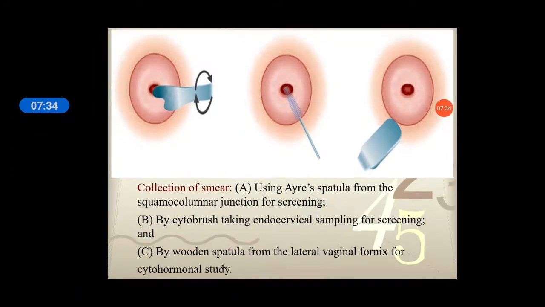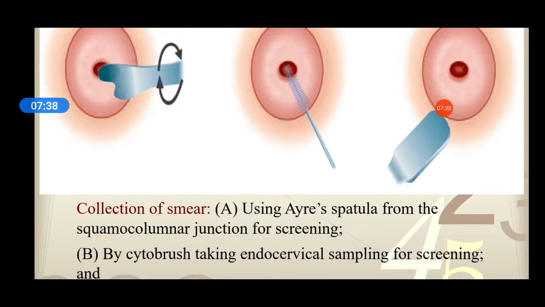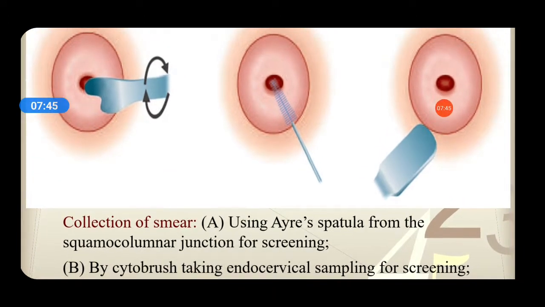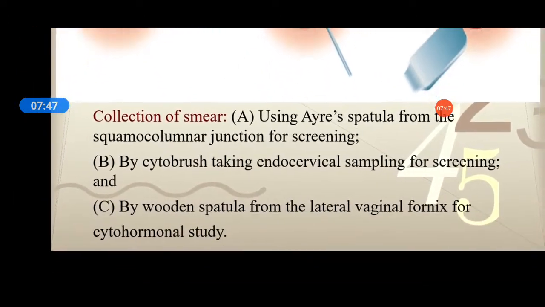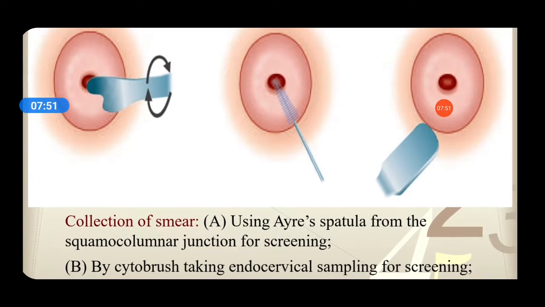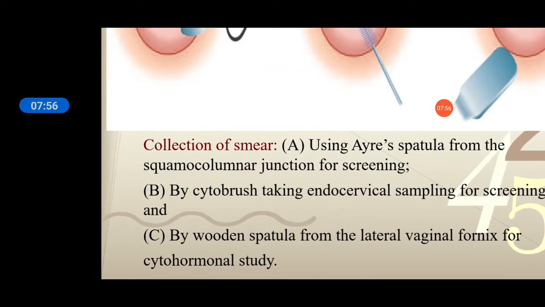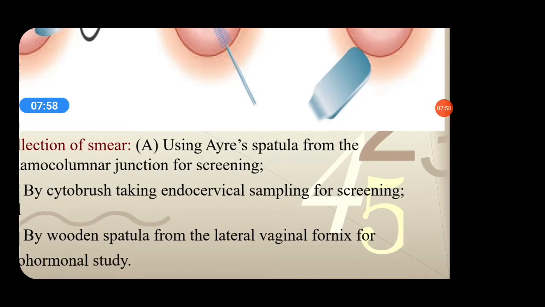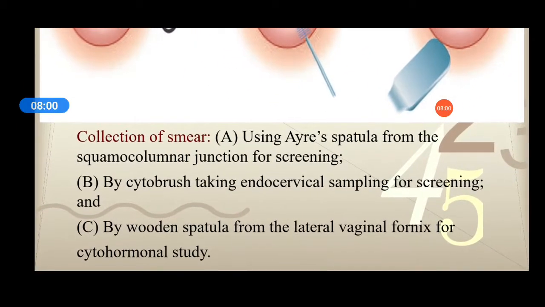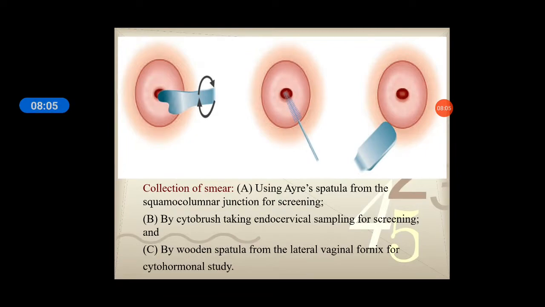Then the second step is with the help of a cytobrush. By cytobrush, taking the endocervical sampling, you have to insert the cytobrush into the cervix. So you need to collect the endocervical sample with the help of a cytobrush for screening. And the third one is, either with the other end of the Ayre spatula or with cotton swabs, you have to collect the sample from the lateral vaginal fornices for cytohormonal study. Simultaneously you can go for the cytohormonal study also.